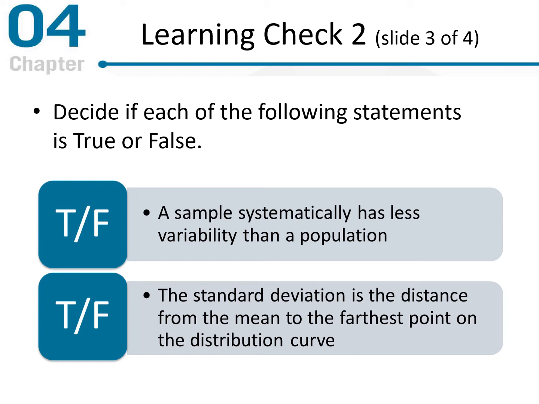The second statement, the standard deviation is the distance from the mean to the farthest point on the distribution curve. Well, no. It's the average deviation from each point to the mean, right? But it's not just the distance between the mean and the farthest score. It can be estimated using half of that distance as an estimate.